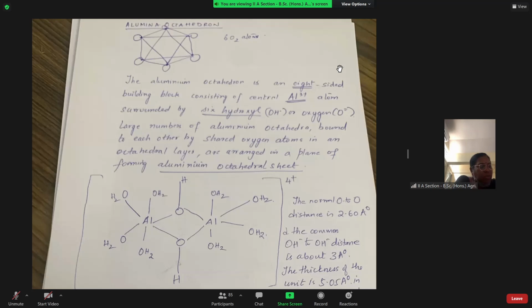So the distinction between this dioctahedral sheet and trioctahedral sheet is that 2 aluminum ions in a dioctahedral sheet satisfy the same negative charge from the surrounding oxygen and OH minus ions as the 3 Mg2 plus ions in a trioctahedral sheet.